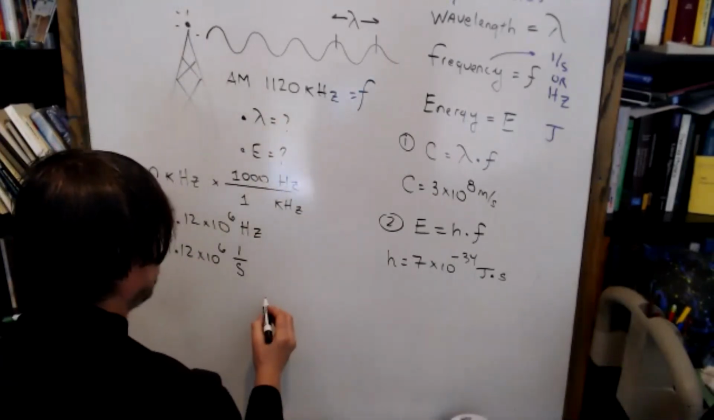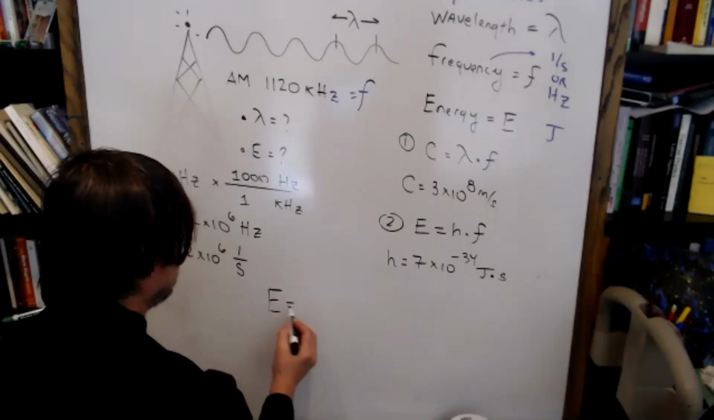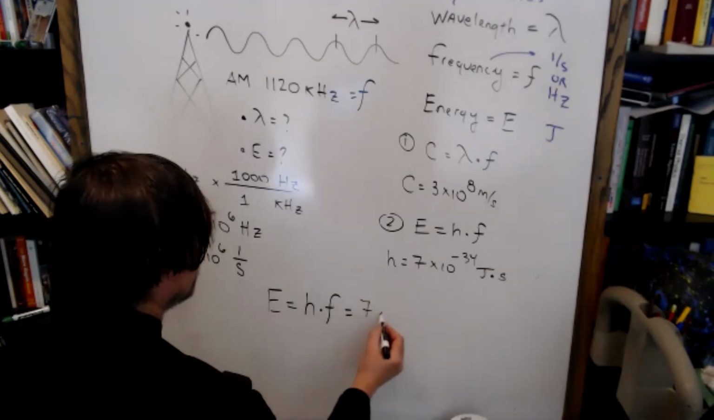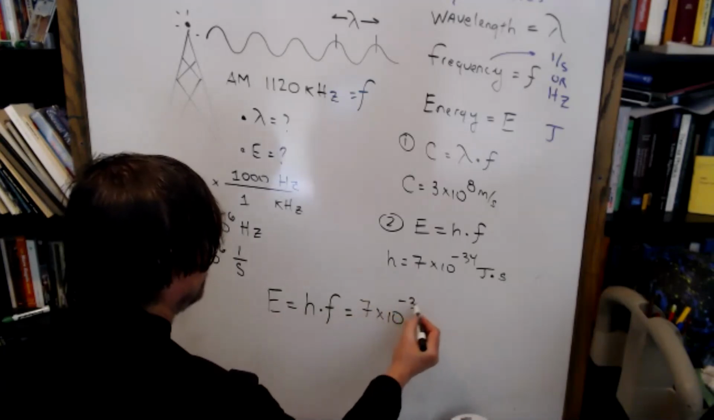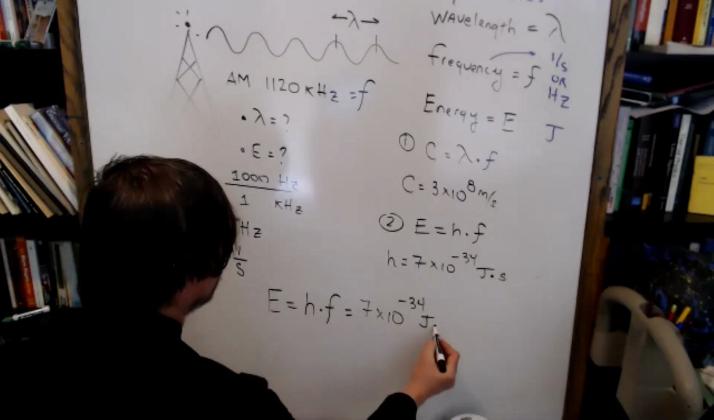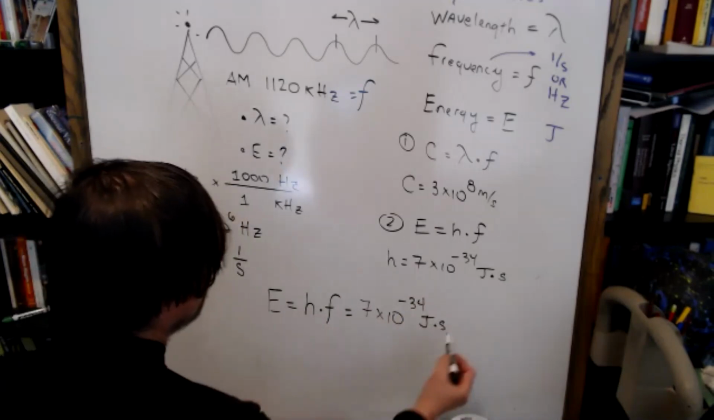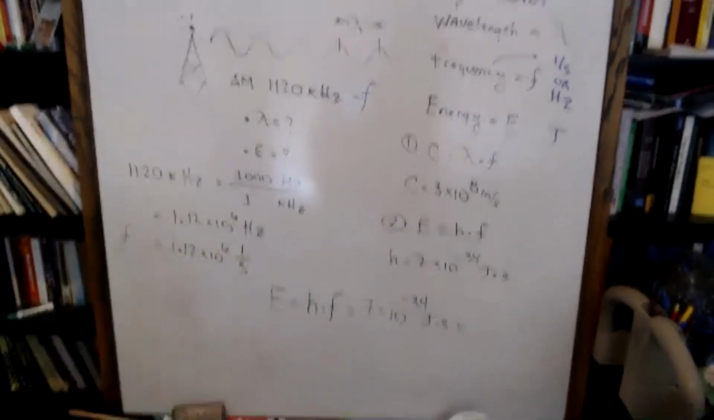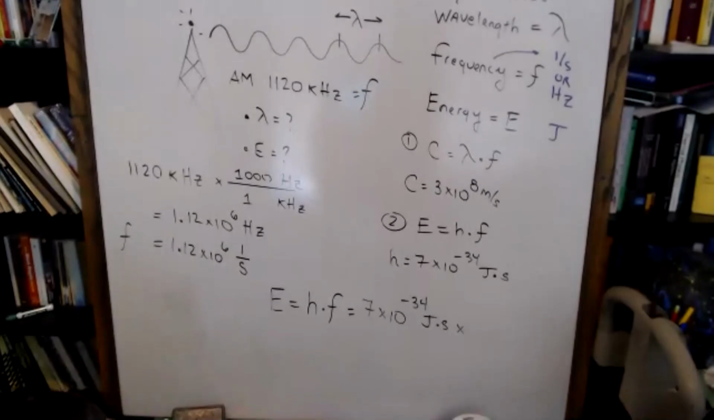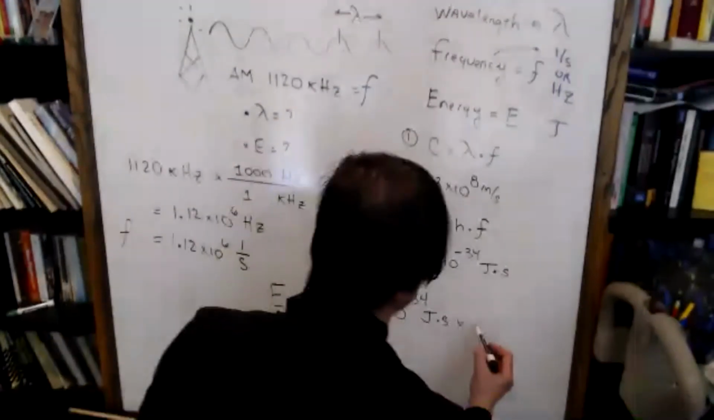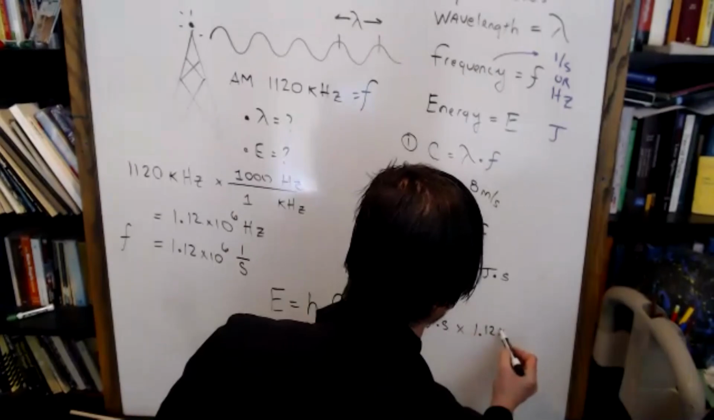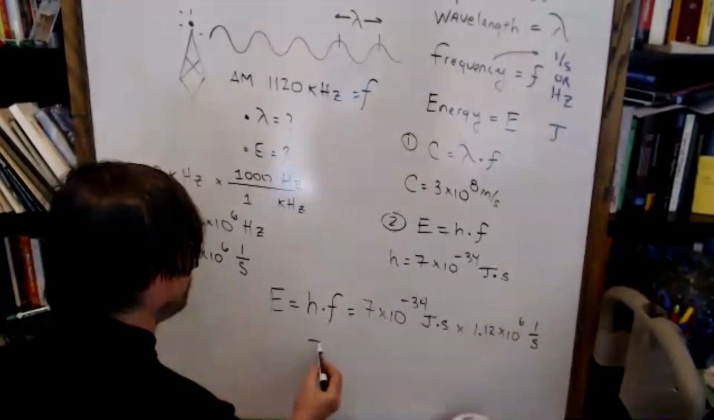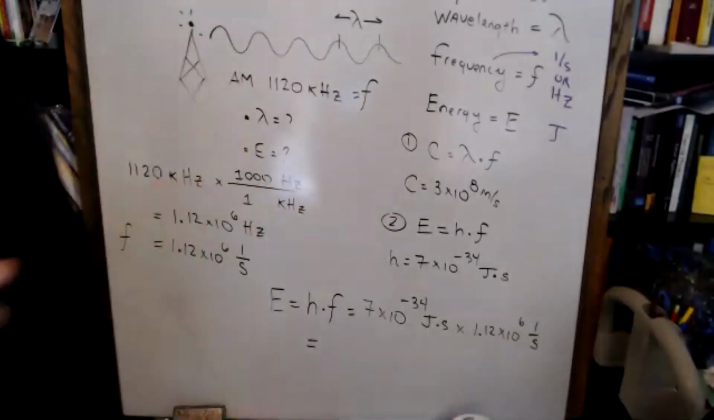Okay, so the second formula is that the energy of the photon is Planck's constant times the frequency. Planck's constant is 7 times 10 to the negative 34 joules times seconds. What am I going to multiply that by? 1.12 times 10 to the 6th hertz. Cycles per second. I'm running out of board space here.